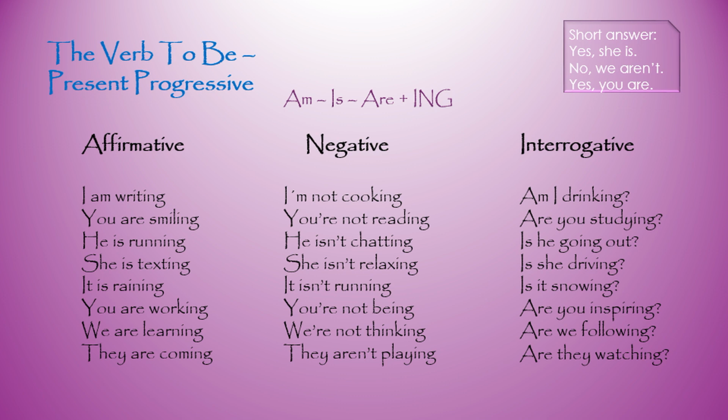The same logic should be used when constructing negative and interrogative sentences. For negative sentences, you use not after the auxiliary verb be. I am not cooking, she is not relaxing, they are not playing. For constructing questions, the verb be must be placed at the beginning, followed by the subject and the verb in ing. Am I drinking? Are you studying? Is it snowing?